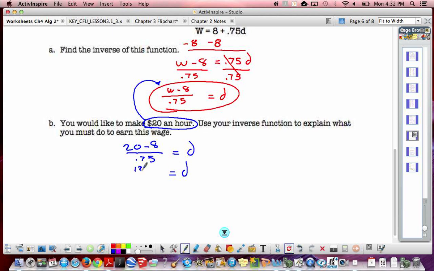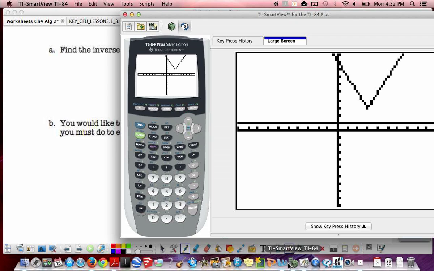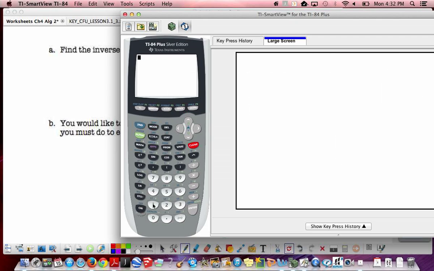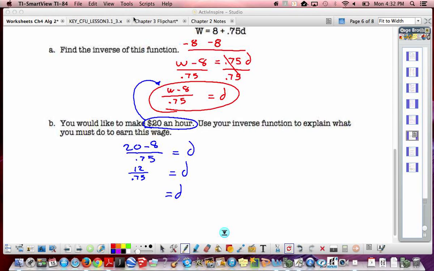So 20 minus 8 is 12. So 12 divided by 0.75, let me just take my calculator real quick to double check here. So just going to clear this. 12 divided by 0.75 equals 16. So D equals 16. What does that mean?